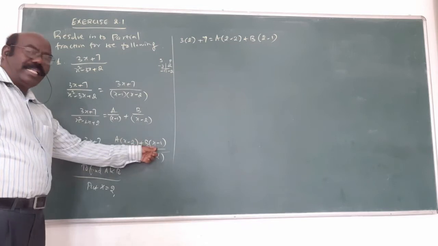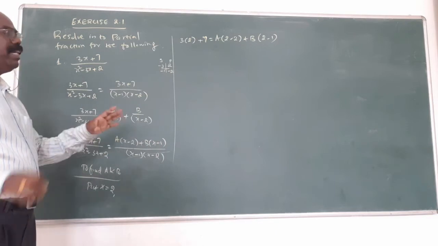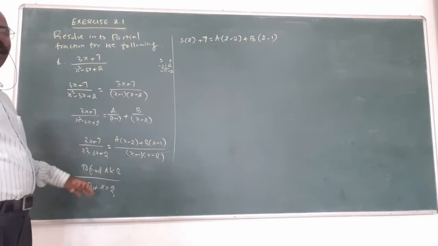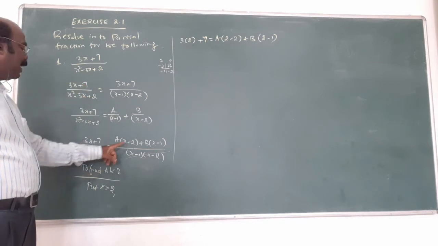For the next term, put x equal to 1, and B will be 0. We get the A value. In this way, you will find the A value. First I am finding one value, then I am finding the other value.